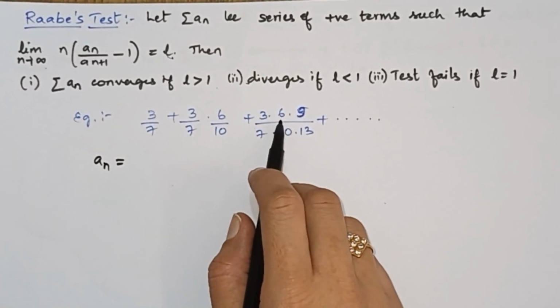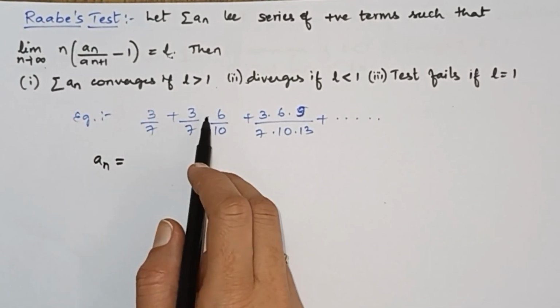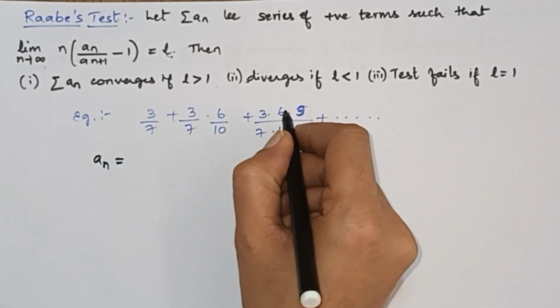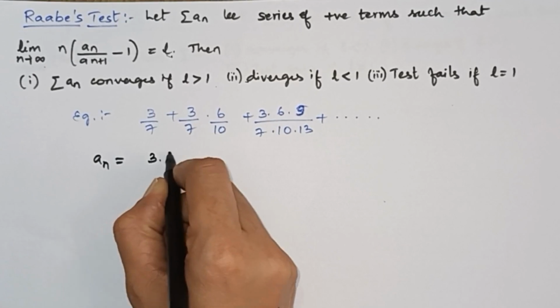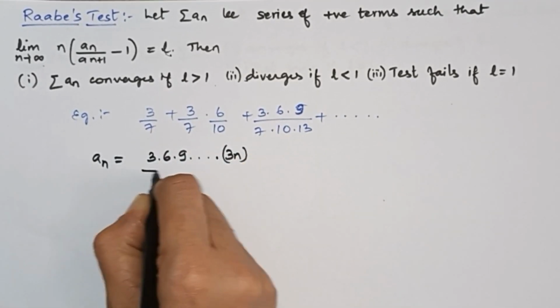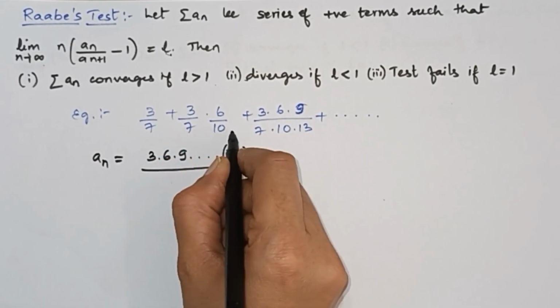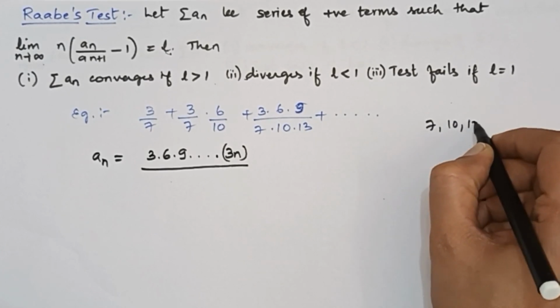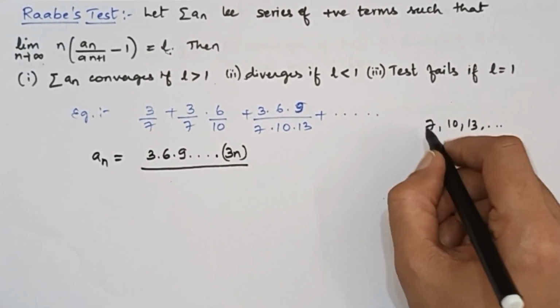Now we shall find the nth term of this series. First term is 3, second is 3 into 6, third is 3 into 6 into 9. Therefore, nth term is 3 into 6 into 9, and so on up to 3n, divided by 7 into 10 into 13. So it is like this: 7, 10, 13 and so on. So it is in AP.